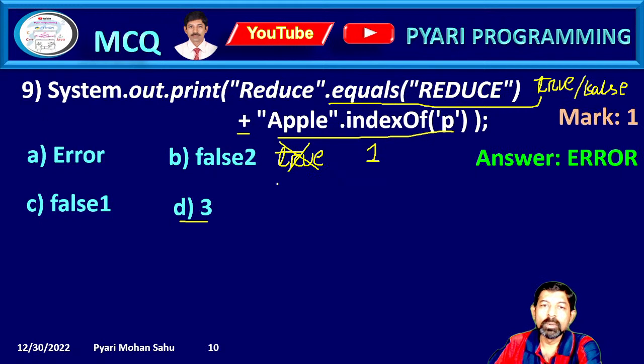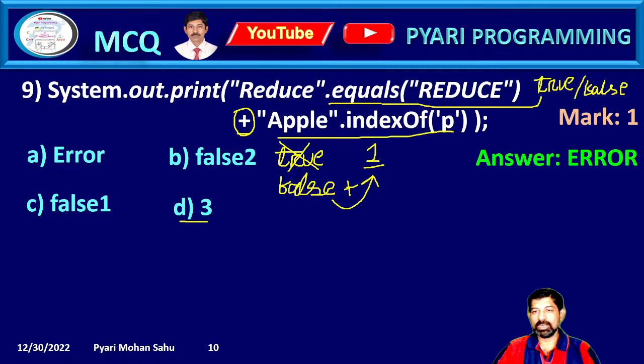Whatever it may be, a Boolean value cannot be concatenated. It is not concatenation now. It is arithmetic addition now, because the right hand side is your integer. So this is your false. Now a Boolean constant cannot be added with an integer constant. Because of that reason, it is going to show you an error message. Understood now? Those who gave answer option C.